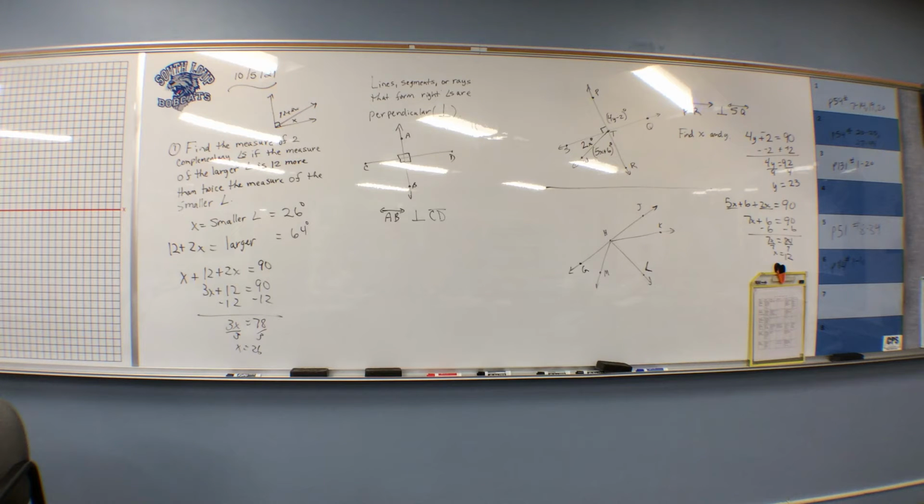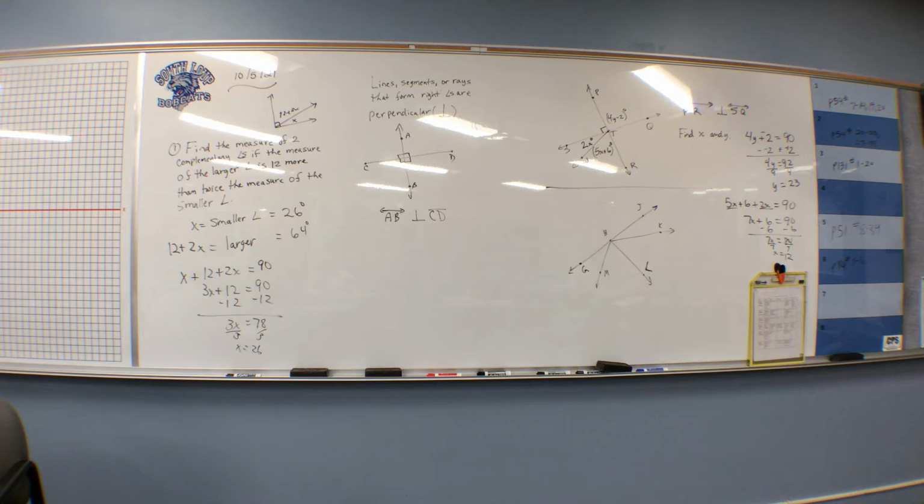Name two acute vertical angles. We're going to go to you, Harper. Two acute vertical angles. That means less than 90 degrees. CAD, and angle DCH? No, those are not vertical. I want vertical, and acute. I'll start you off.